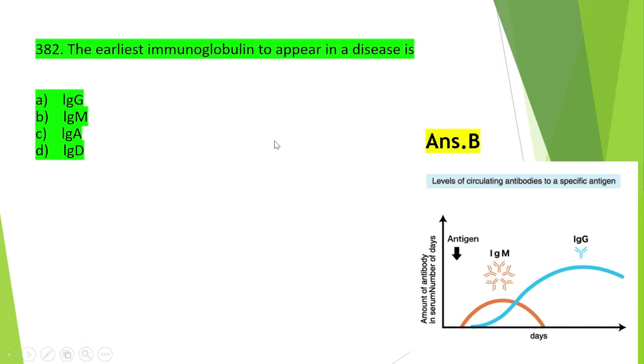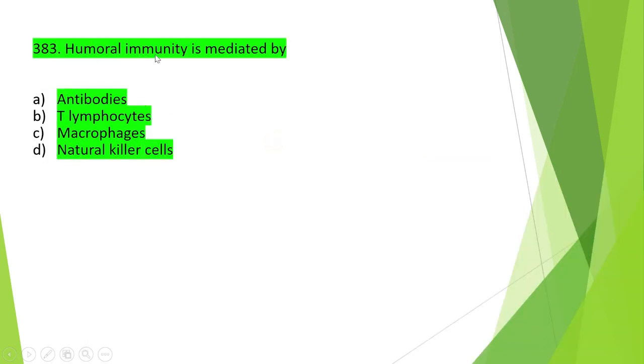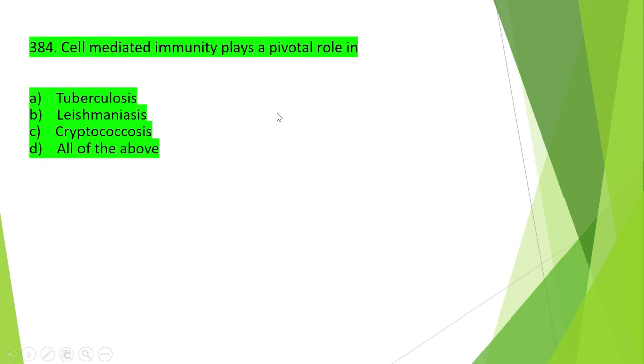Okay, so move on to the next. Humoral immunity is mediated by antibodies, T lymphocytes, macrophages or natural killer cells, and the right one is option A, that is antibodies. So humoral immunity is mediated by antibodies. Next one: cell mediated immunity plays a pivotal role in tuberculosis, leishmaniasis, cryptococcosis or all of the above, and the right one is option D, all of the above.